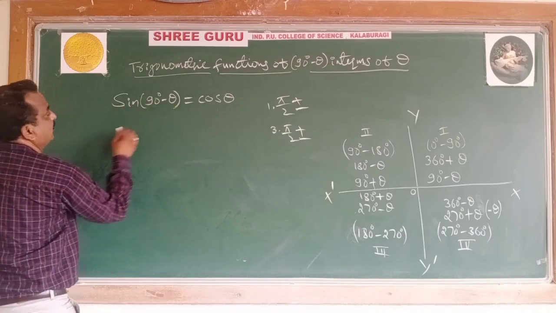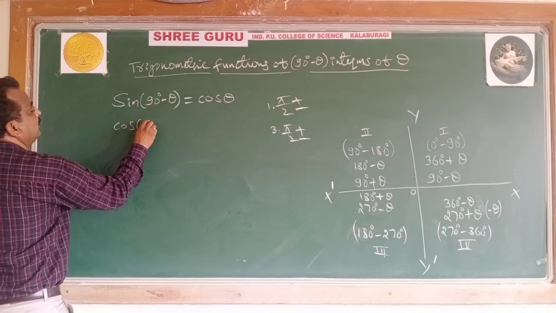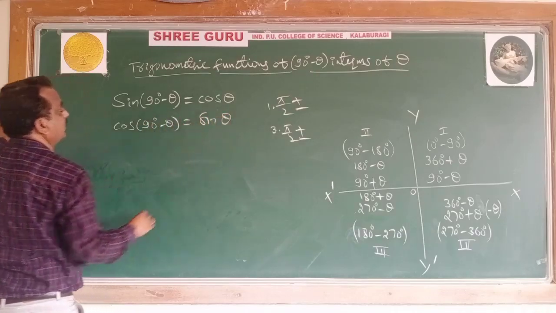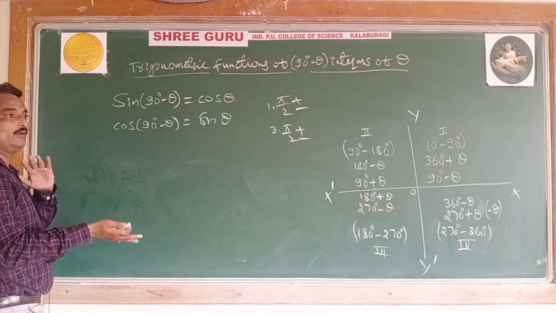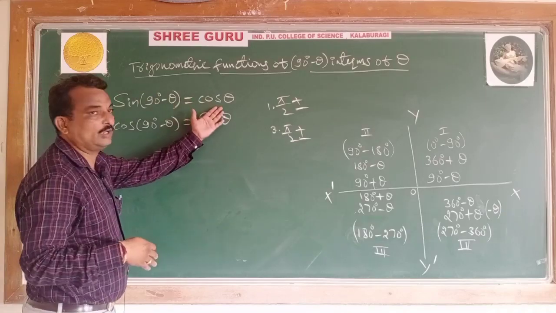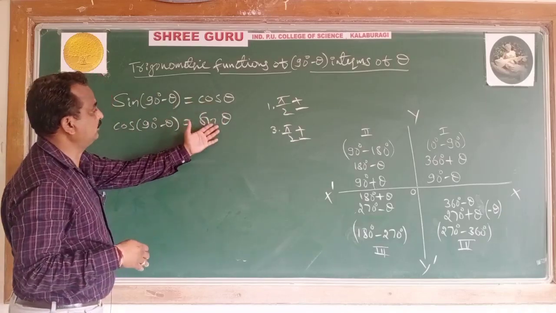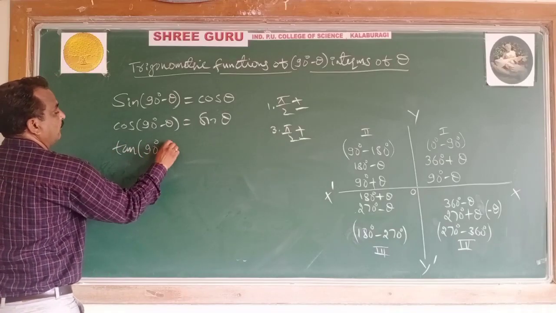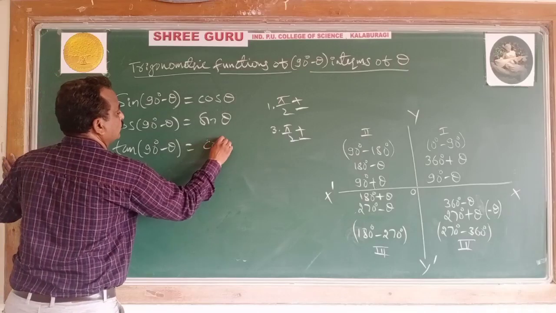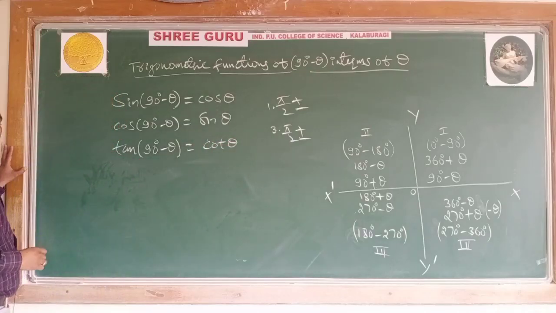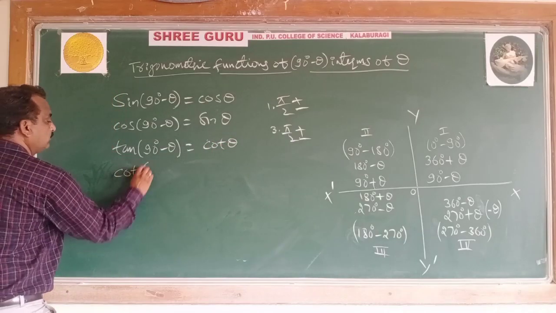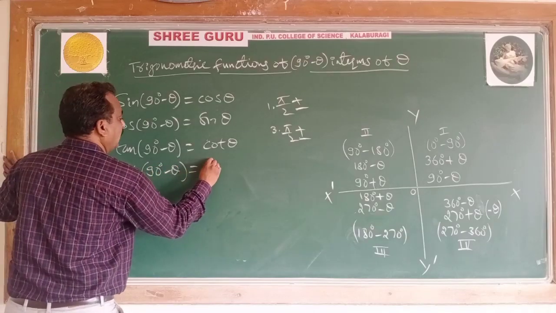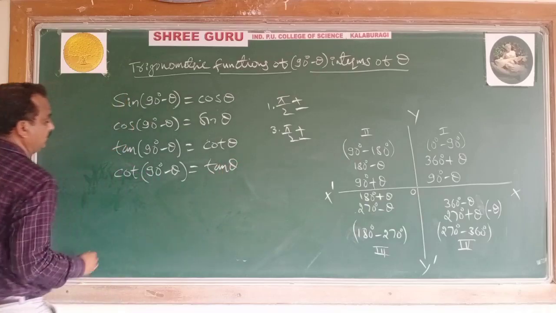Sin 90 minus theta becomes cos theta. Cos 90 degree minus theta, cos changes. Sin and cosine are co-functions. Sin changes to cos, and cos changes to sin. Tan of 90 degree minus theta changes to cot theta. Tan changes to cot. Clear, students? And cot changes to tan. Tan and cot are reciprocal also, and they are co-functions also.